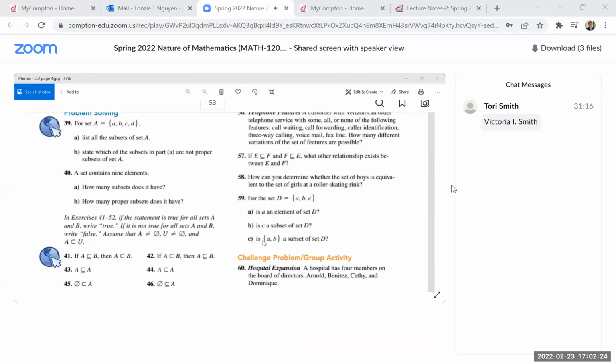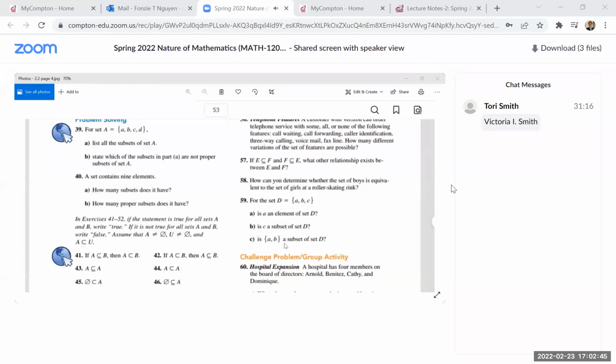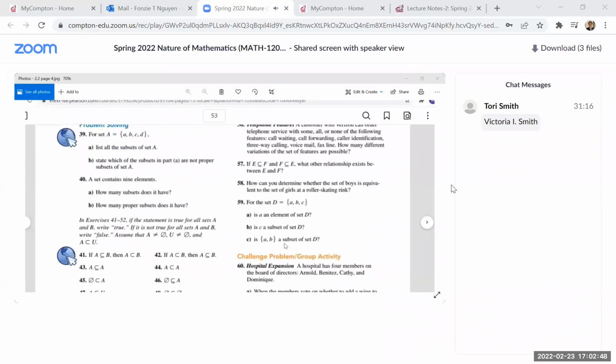All right, and then part C, see how this one does have the brackets? So is {A, B} a subset of D? Yes. This one is, because it does have the brackets. So if it doesn't have brackets, it can't be a subset. It has to be just an element. So just be careful with that. All right. Let's see, A was yes, sorry. So it's yes, no, yes.